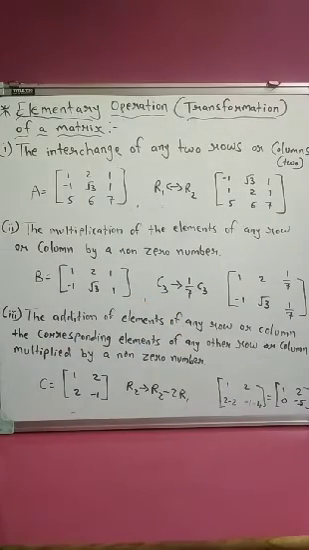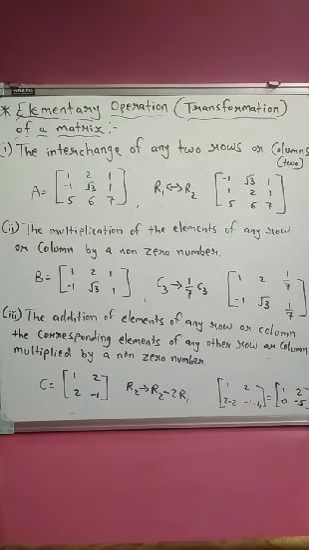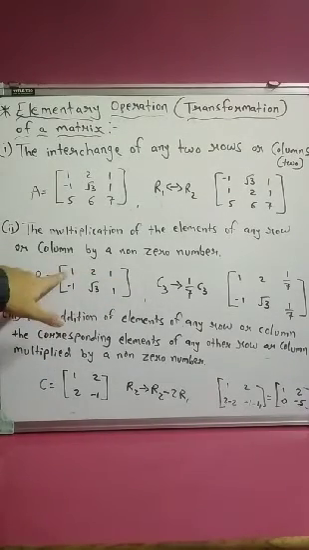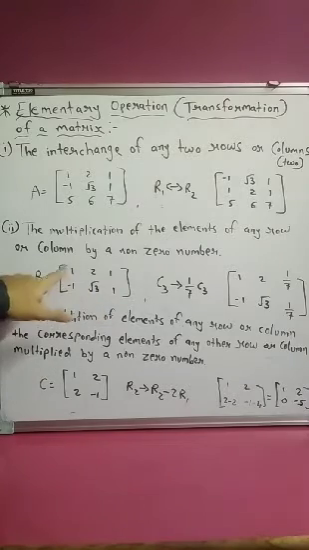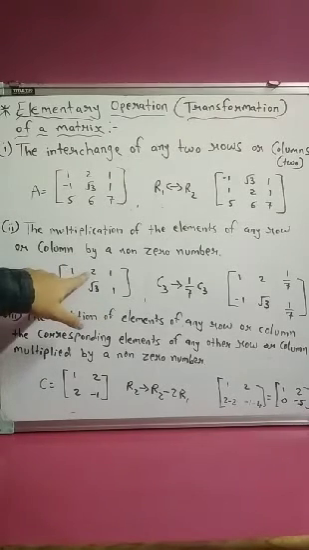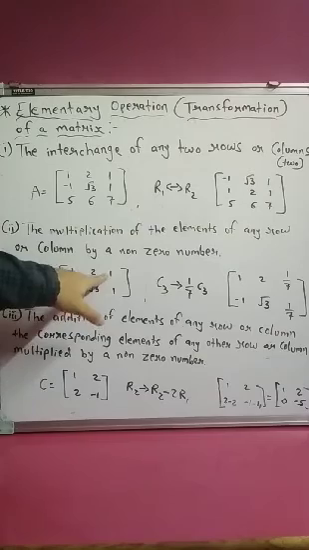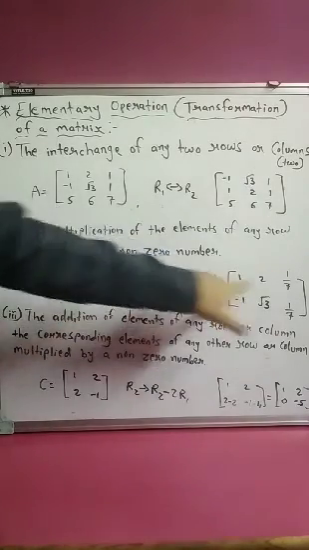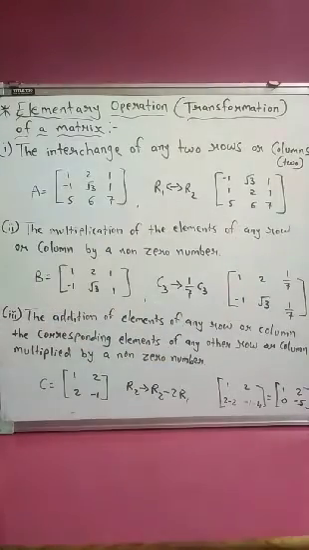You can multiply with any number which is non-zero. You can multiply any column or any row. All the elements you can multiply with a non-zero number. I hope it is clear. The same thing is applied to the row also. Suppose you want to multiply number 3 to the first row, then 1 into 3 is 3, 2 into 3 is 6, and 1 into 3 is 3. So here 3, 6 and 3 will come over here, and the second row will remain the same. Now third thing.